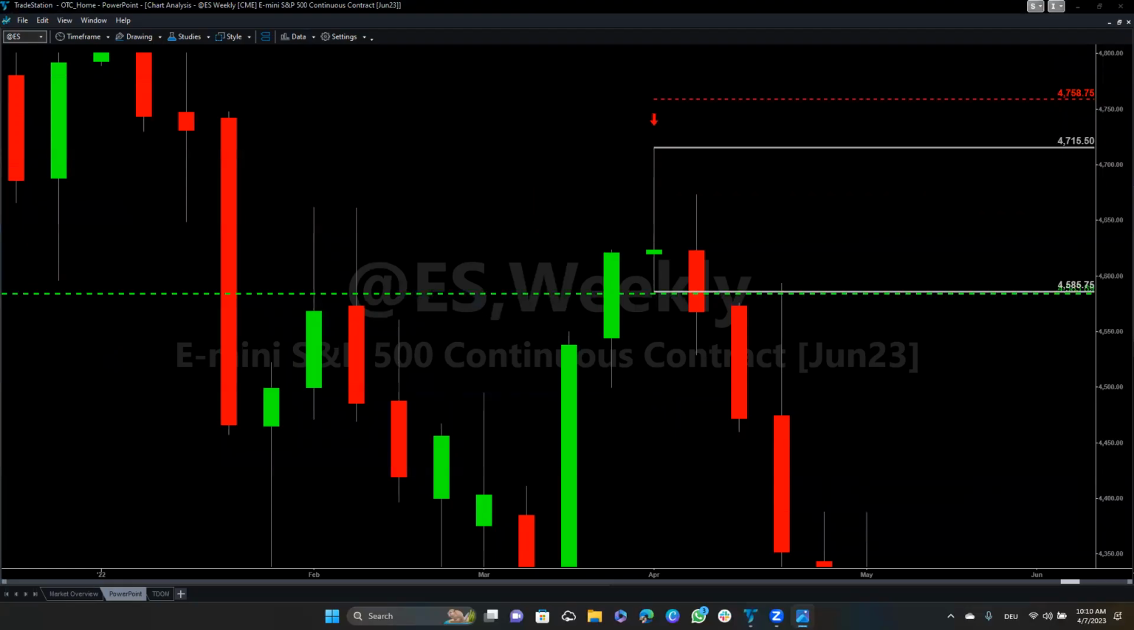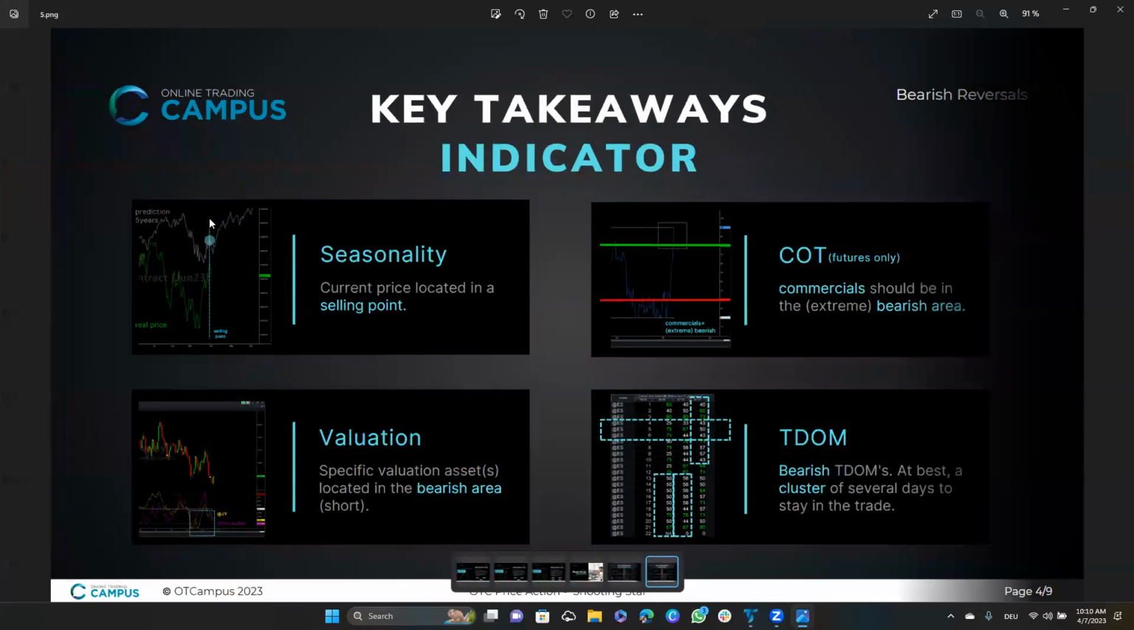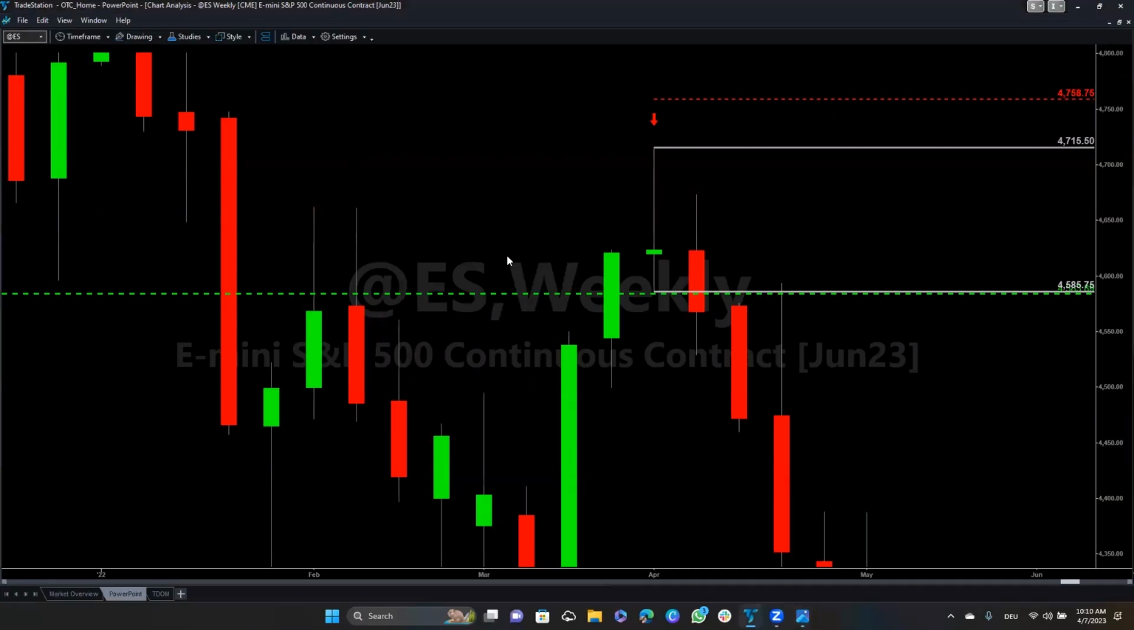Let's add also here one indicator. Okay, means here the seasonality. We will cover all the seasonalities here, but first we will start with the seasonality. In option number 2, I will add the COT maybe, and option number 3, I will add the valuation trading day of the month. Good. Seasonality. Let's check the seasonality together.